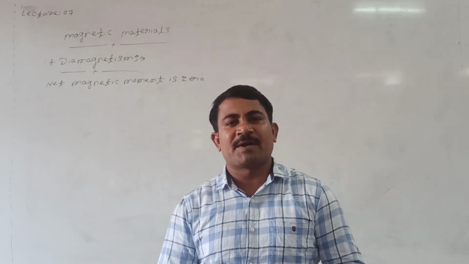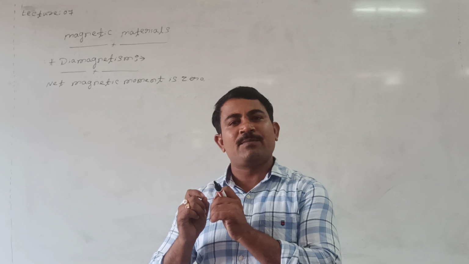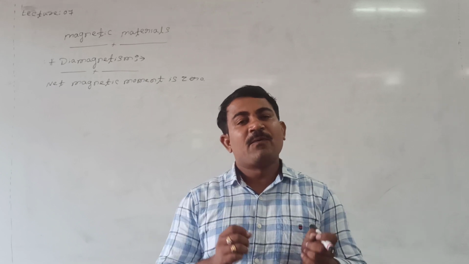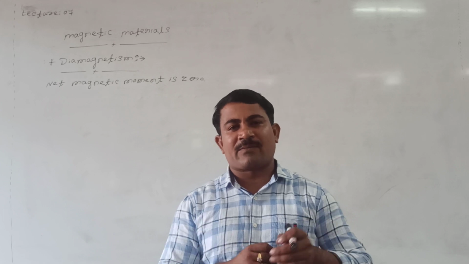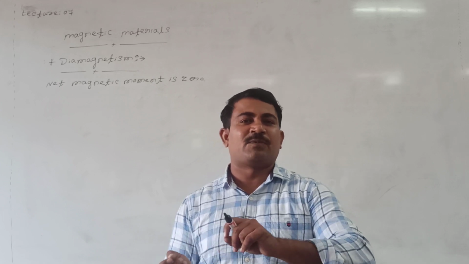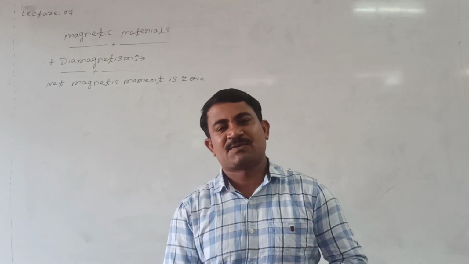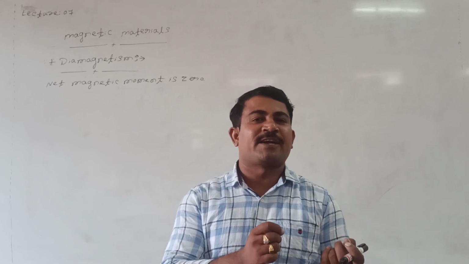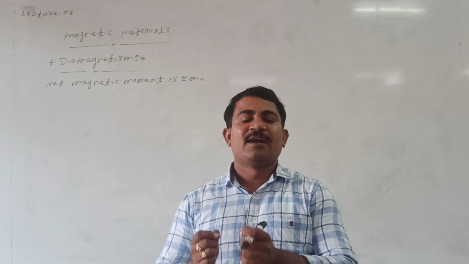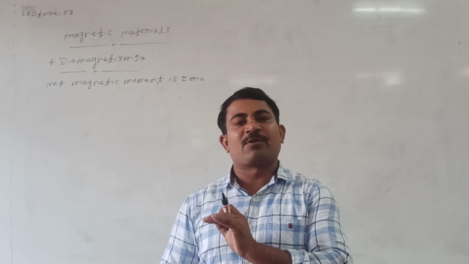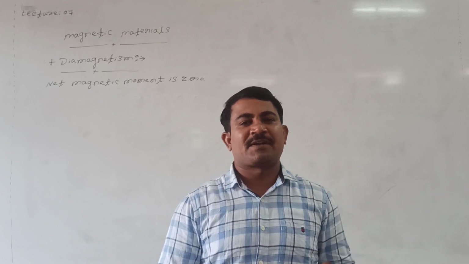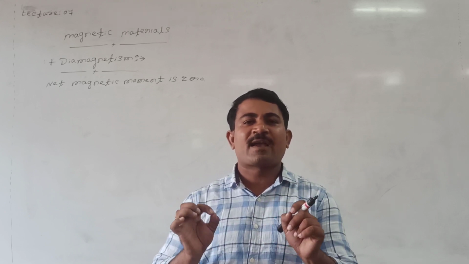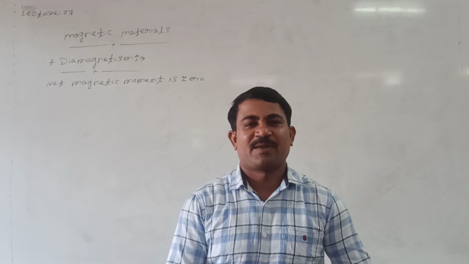In diamagnetic materials, the outermost orbit contains a pair of electrons. One electron moves in the clockwise direction and the second electron moves in the anti-clockwise direction. So they contribute a net magnetic moment that is 0. So diamagnetic materials do not have a net magnetic moment. I mean, directly, in diamagnetic materials no magnetic dipoles exist.